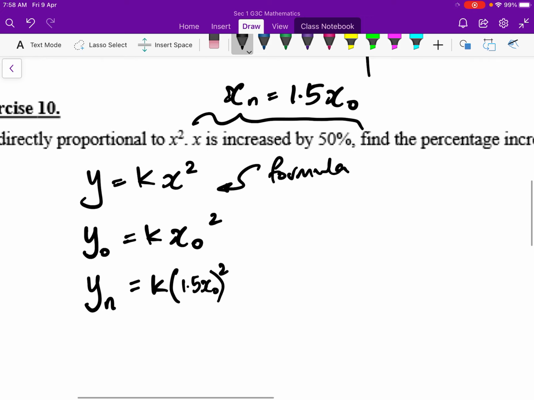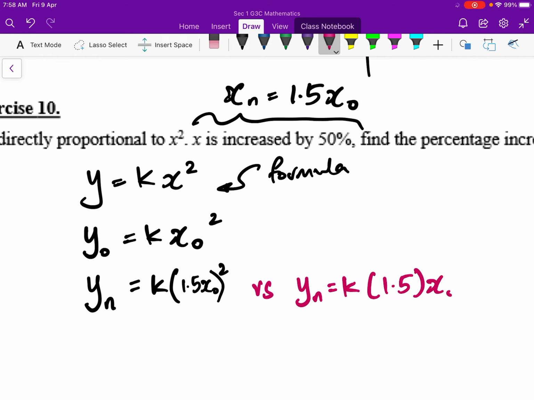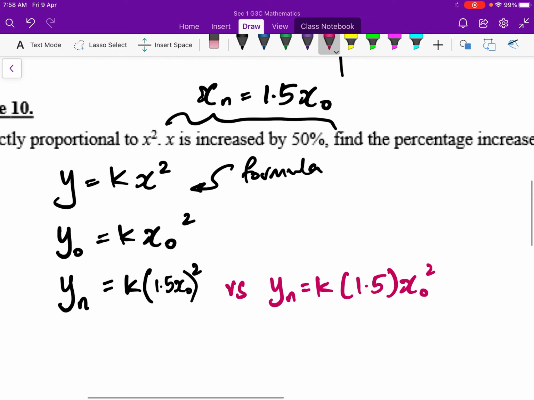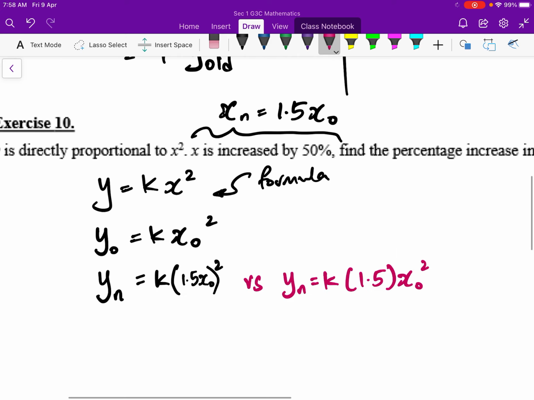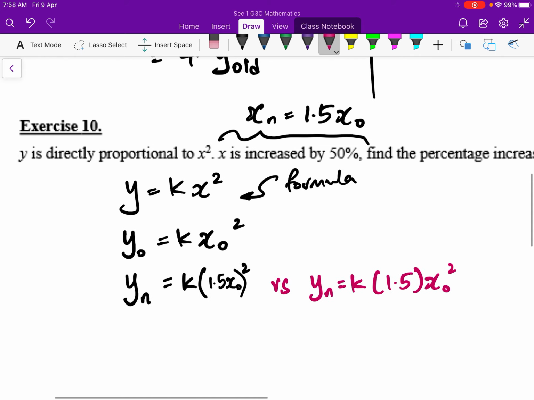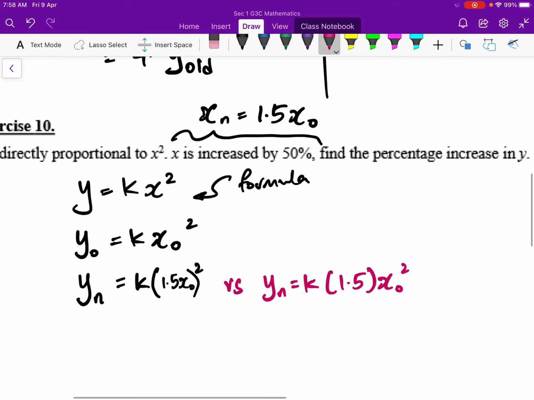Now, because this was your homework, I just want you to check. Did you write instead yn equals k 1.5 xo squared? Did you write something like this? Because this is the common mistake that students always make. They think that y is directly proportional to x squared, then x is increased by 50%, so they say, oh yeah, this is my increase by 50%, I get 1.5. Then we have an xo squared. And then this will be wrong already.